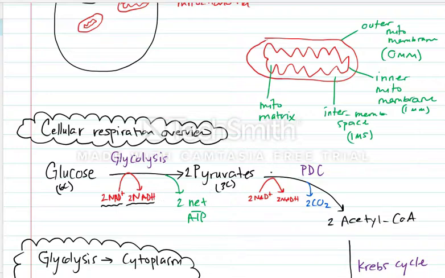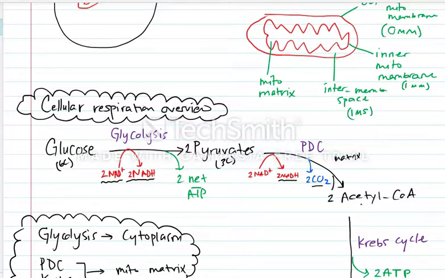Now, the two pyruvates are transported into the mitochondrial matrix. In this series of reactions, another two NADHs are made, one for each pyruvate, and two carbon dioxides, again one for each pyruvate. So this is a decarboxylation reaction. We're losing a carbon dioxide from each pyruvate. As you can see here, this makes acetyl-CoA, and each acetyl unit has two carbons.